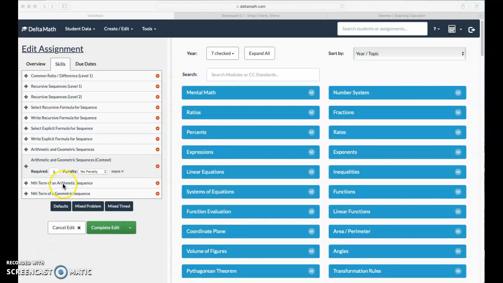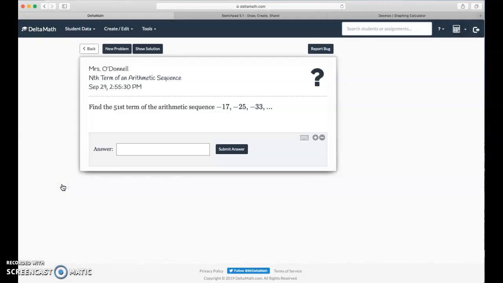All right, our next Delta Math is how to find the nth term of an arithmetic sequence. Okay, so arithmetic means that we know right off the bat that we're adding or subtracting between the terms. They're asking about the 51st term, so we have to write our explicit formula. It'll take way too long to do it recursively.